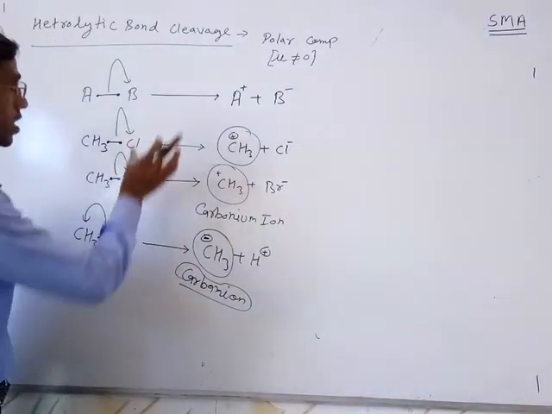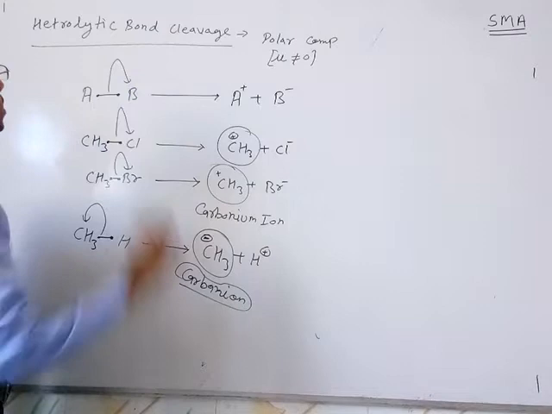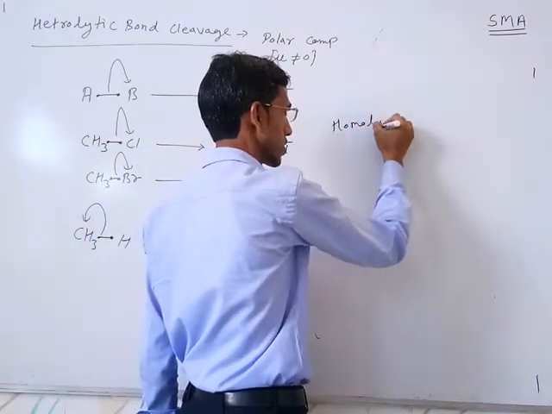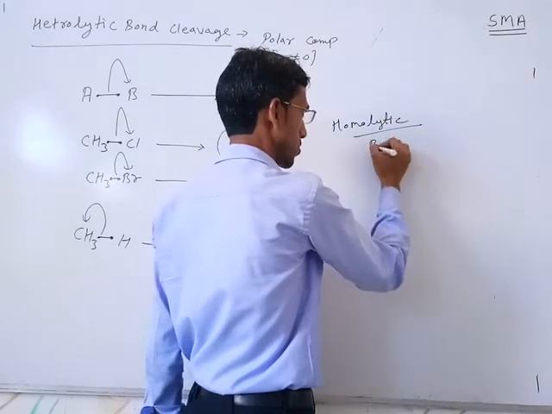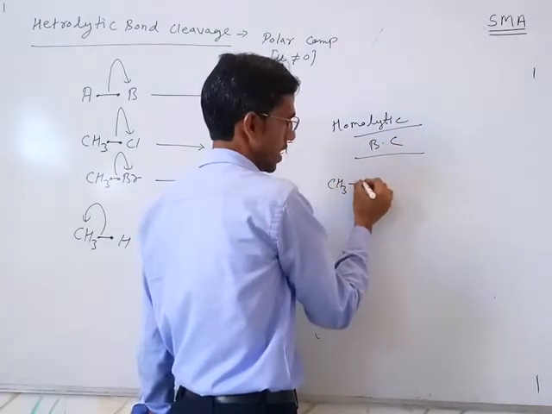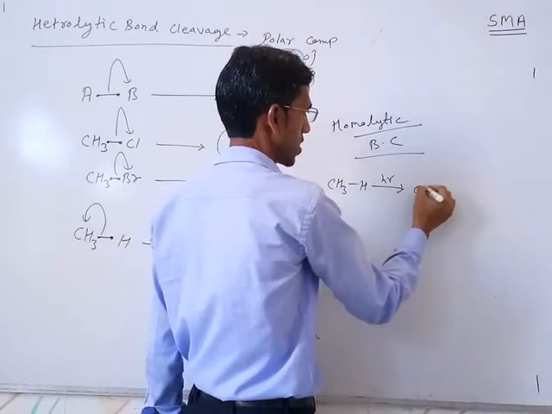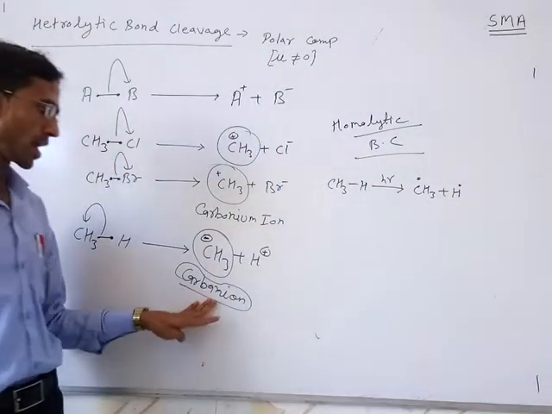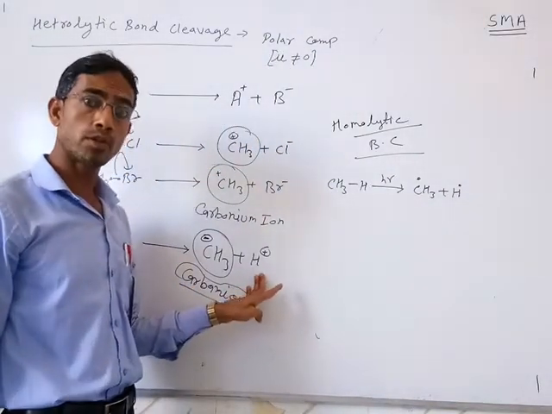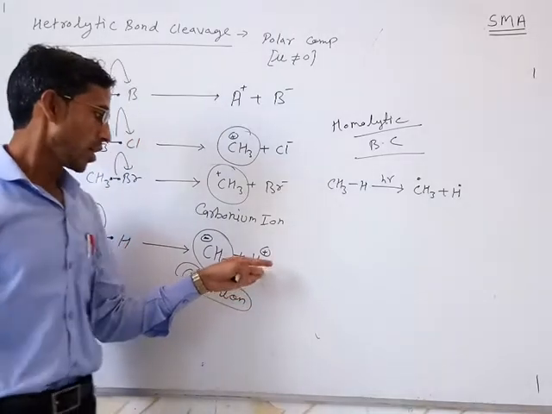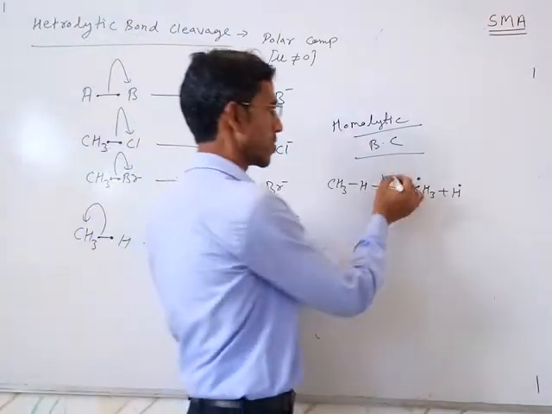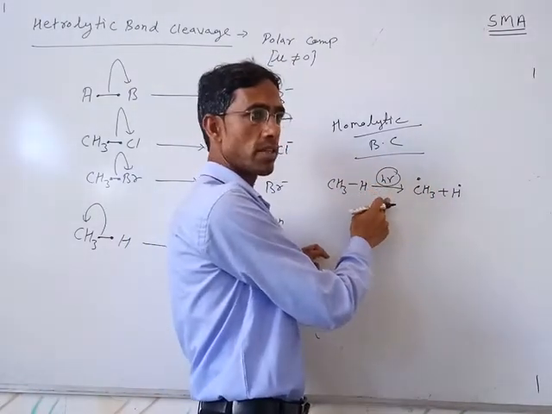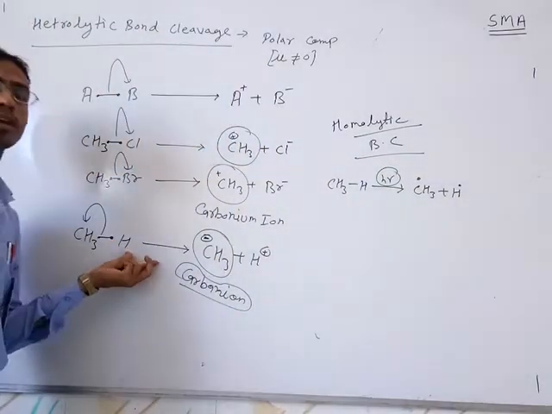This bond cleavage is known as heterolytic bond cleavage. We were discussing homolytic bond fission: CH3-H in the presence of sunlight gives CH3 free radical plus H free radical. In this condition, CH3 forms a carbanion and a hydrogen ion. You should not be confused, because this reaction is completed in the presence of sunlight, but this other reaction is in normal condition.